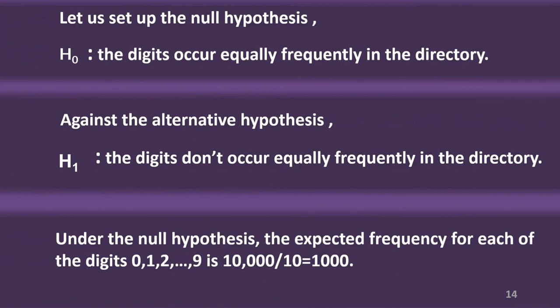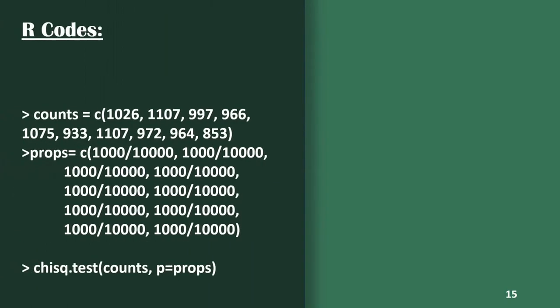Let us set up the null hypothesis. H0: the digits occur equally frequently in the directory, against the alternative hypothesis H1: the digits do not occur equally frequently in the directory. Under the null hypothesis, the expected frequency for each of the digits 0, 1, 2, up to 9 is 10,000 divided by 10, which equals 1000. Now let us see the R code.